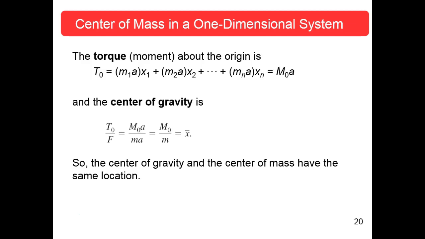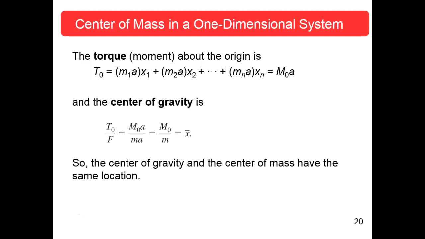The torque, a new word here, about the origin is your M1 A x1 plus M2 A x2 all the way up to M sub n A x n, which is just your moment times your acceleration. The center of gravity is then that torque divided by the total force, and that also comes out being x bar, because the acceleration on the top is the same as the acceleration on the bottom.